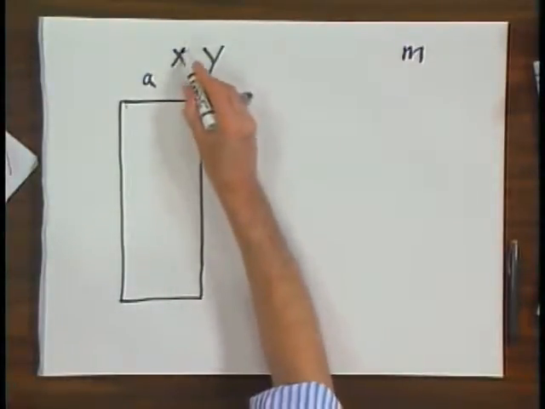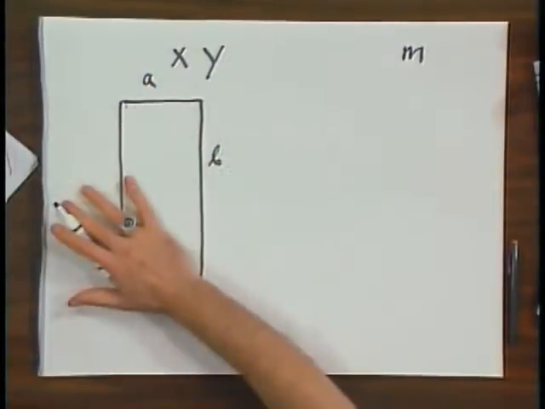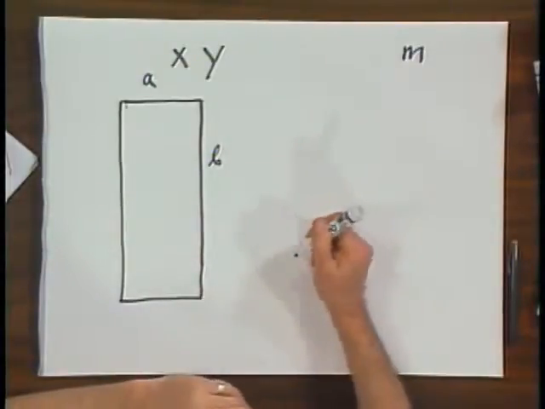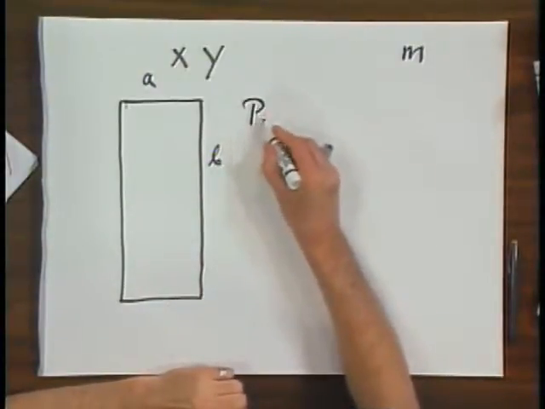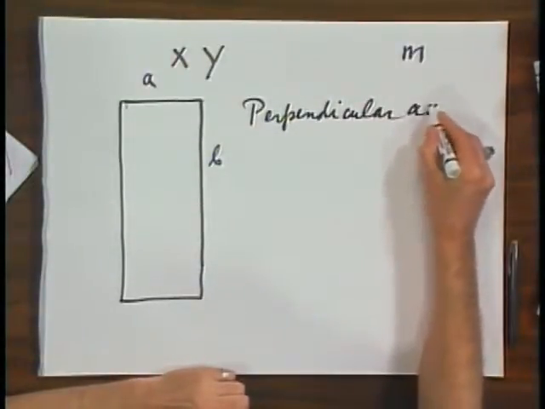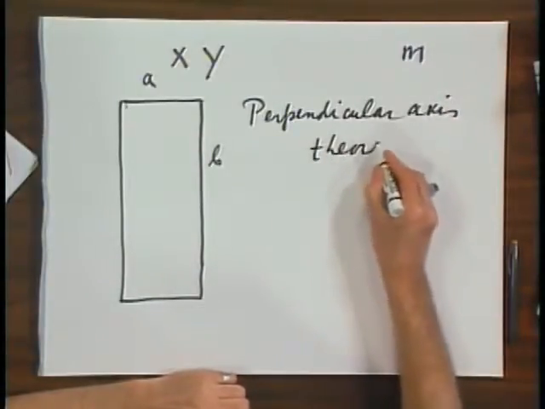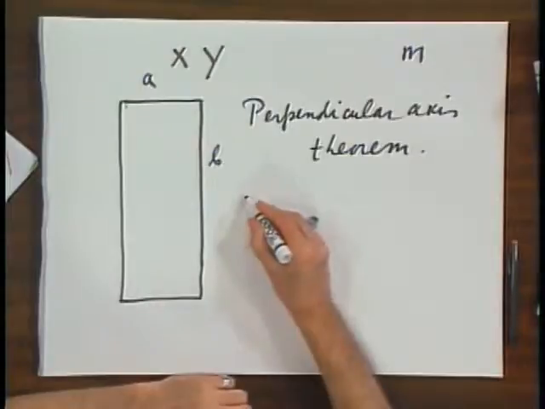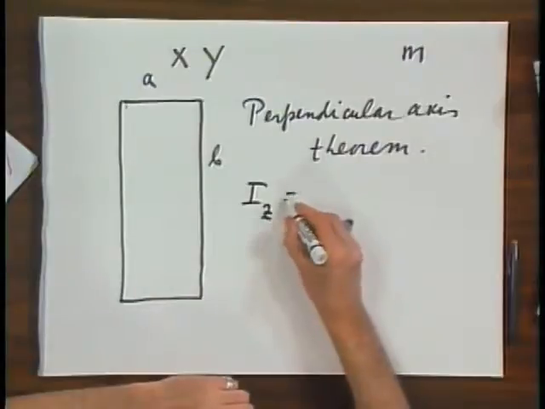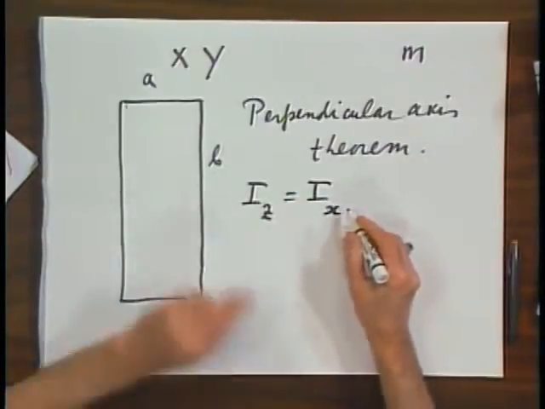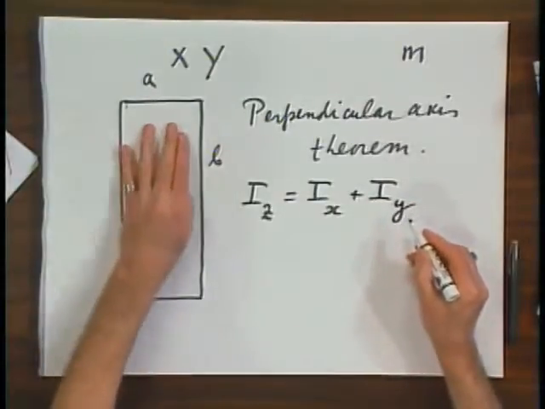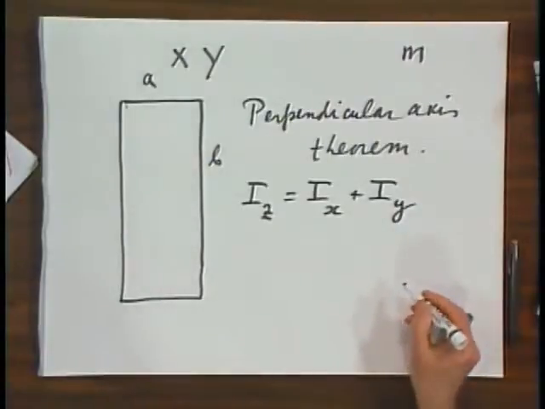I can choose any axis x and y in the plane through the sheet. They are perpendicular to each other. And what the perpendicular axis theorem tells me is that the moment of inertia about the z-axis, which is perpendicular to the paper, is the moment of inertia about the x-axis, which I can choose in this plane, plus the moment of inertia about the y-axis, which I can choose also in this plane, but x and y are perpendicular to each other.